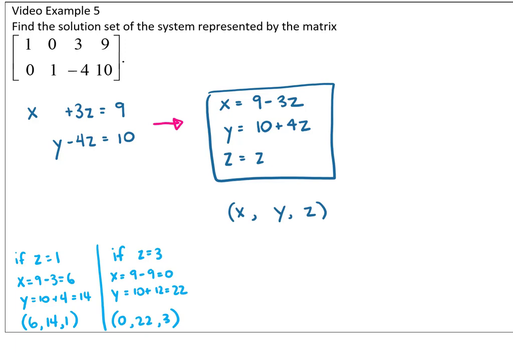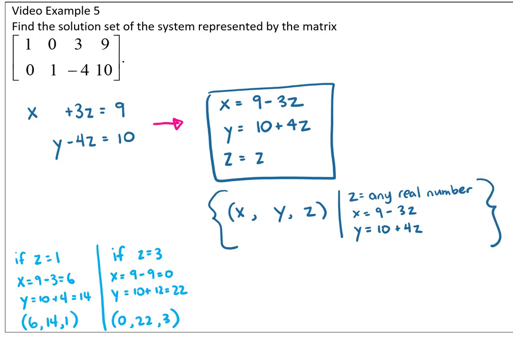I have to write them in a different way than what we normally have written them as. And so I say they're going to be in the format x, y, and z, as long as x, y, and z follow the rules that we have written down. z has to be any real number, x has to be 9 minus 3z, and y has to be 10 plus 4z. And no matter what combination of x, y, and z you can come up with that follows this rule, then that will be part of the solution to this matrix.